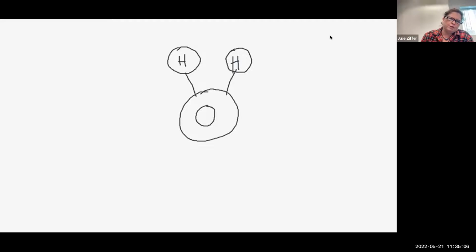But if there's a bunch of water, so a whole bunch of these water molecules, then individual water molecules can come and go pretty easily.